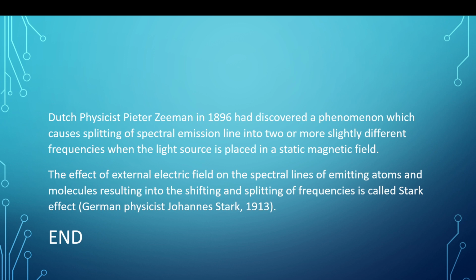Dutch physicist Peter Zeeman in 1896 discovered a phenomenon which causes the splitting of a spectral emission line into two or more slightly different frequencies when the light source is placed in a static magnetic field. This is called Zeeman splitting. The effect of an external electric field on the spectral lines of emitting atoms and molecules, resulting in the splitting of frequency, is called the Stark effect. German physicist J. Stark, 1913.